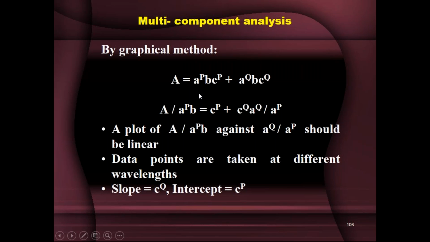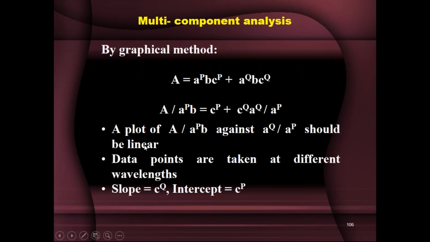Absorbance of sample equals absorbance of P plus absorbance of Q. Now, if you divide both sides by APB, on the left side you get capital A divided by APB, which equals CP plus, here dividing by APB means B and B will get cancelled. What will remain is AQ by AP, so AQ by AP into CQ.